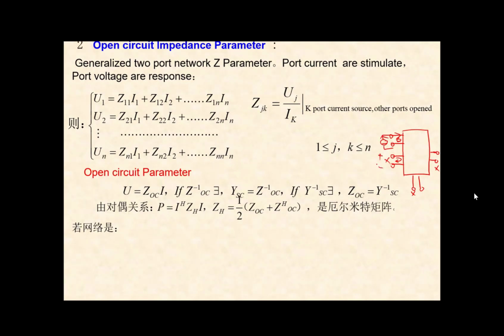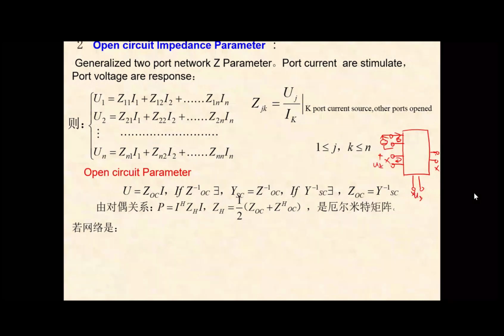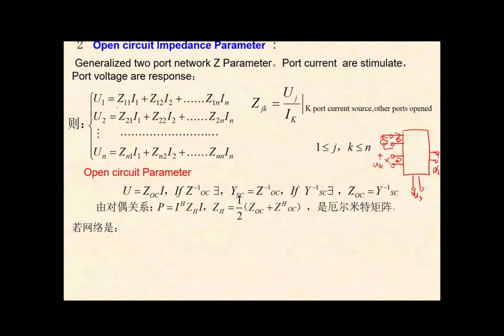Calculate U2, U3, U4, and then divide U1, U2, U3, U4 by I1 to get column 1. And then assume I1 is 0, I3 is 0, only I2 left, then calculate column 2, and then calculate column n. This is a method to calculate the Z parameter. The Z parameter also uses the open circuit method, so we also call it the open circuit impedance parameter.